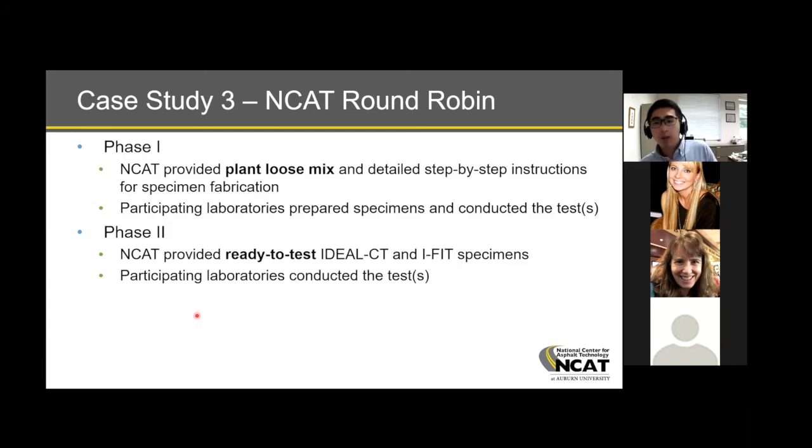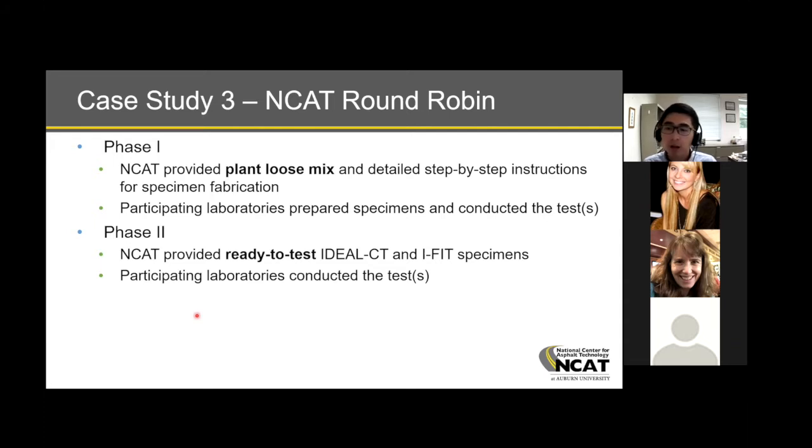The round-robin study was done in two phases. In the first phase, NCAT provided the plant-produced loose mix, and we also provided very detailed step-by-step instructions for specimen fabrication. Then we sent those out to the lab participants in the study, and asked them to prepare specimens, run the tests, and report the results back to us.